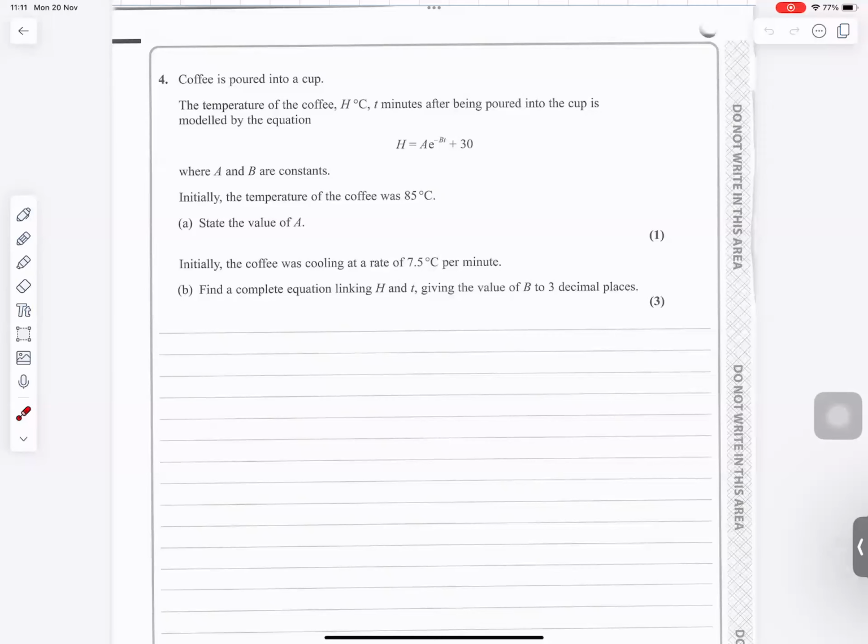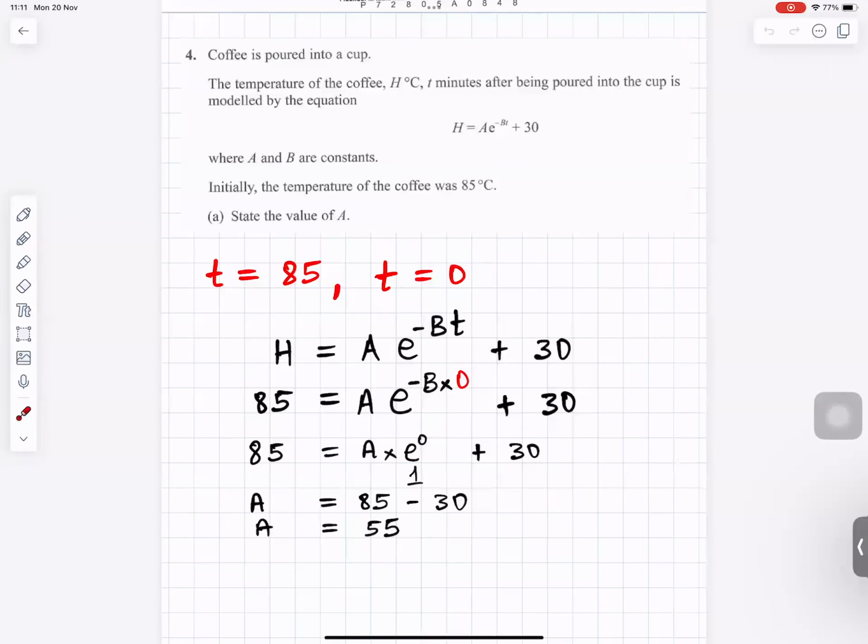Question number 4. They want us to state the value of A. We know that temperature is 85 degrees Celsius at time 0 at the start. Initially means the time is 0. So you put t is 0 and put H is 85. So all of this will be e to the power 0, which is 1. And you rearrange it, 85 minus 30, it gives you 55. So A is 55.